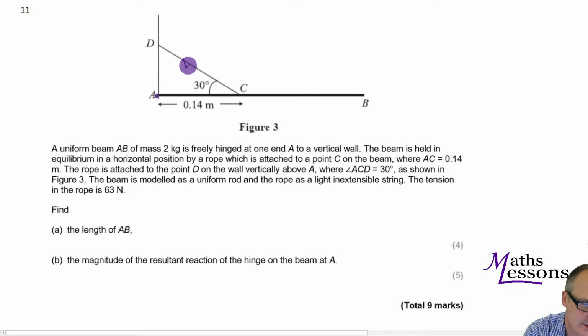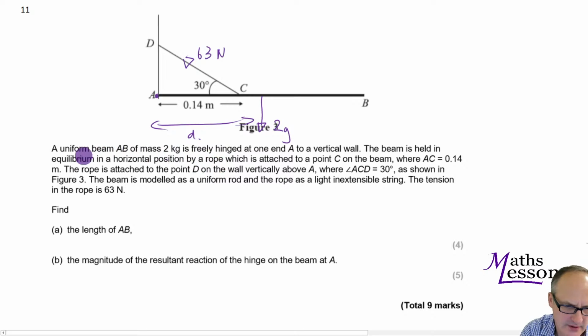So we know we've got 63 newtons acting up that way. We've got a uniform beam, so the weight is going to be at the midpoint of here. It has 2 kilograms, so it's got 2g acting down that way. Do we know the length of the rod? I don't think we do, so we're going to call that D there. What I'm also going to do is model the reaction forces on this point as X that way and Y that way.